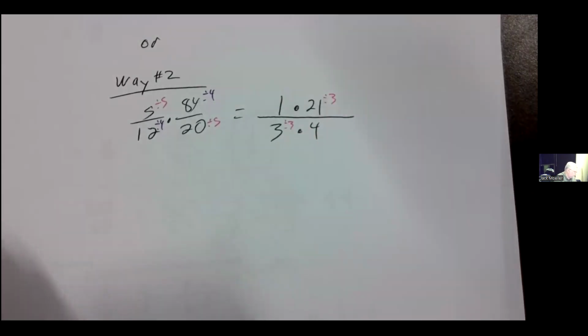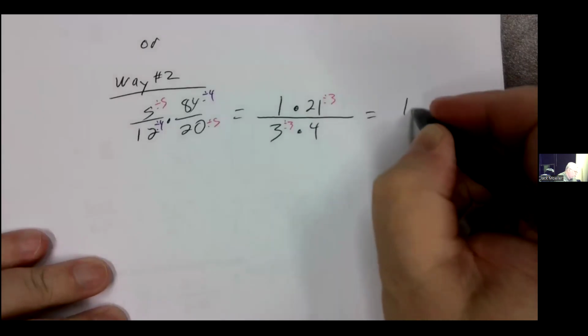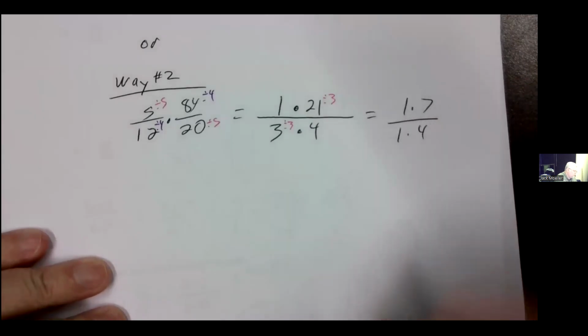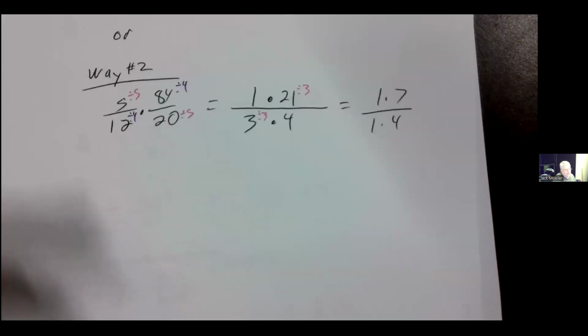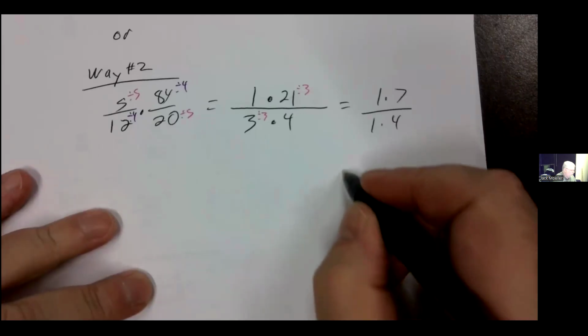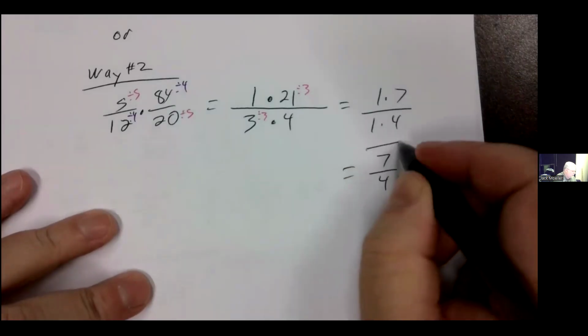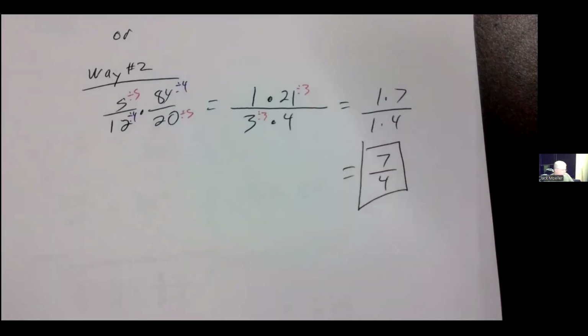Divide both of those by 3. So we get 1 times 7 over 1 times 4. Now 7's prime, 7 doesn't go into 4, so it is fully simplified. And we really don't have any multiplying to do because we're just down to two numbers, one on top and one on the bottom.